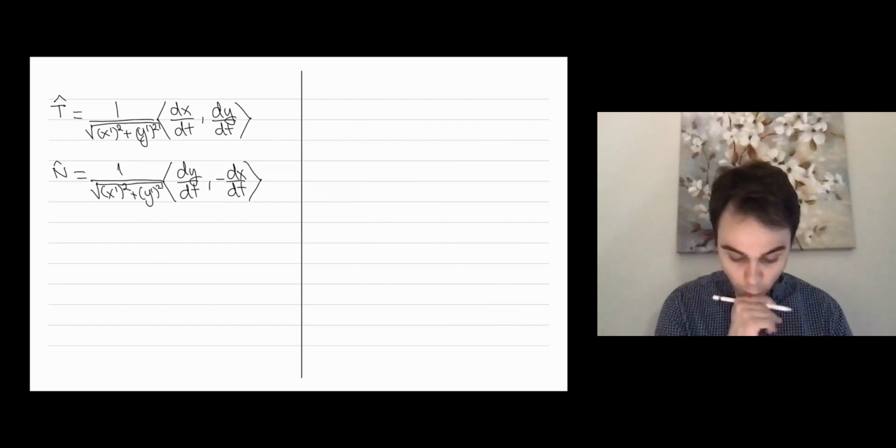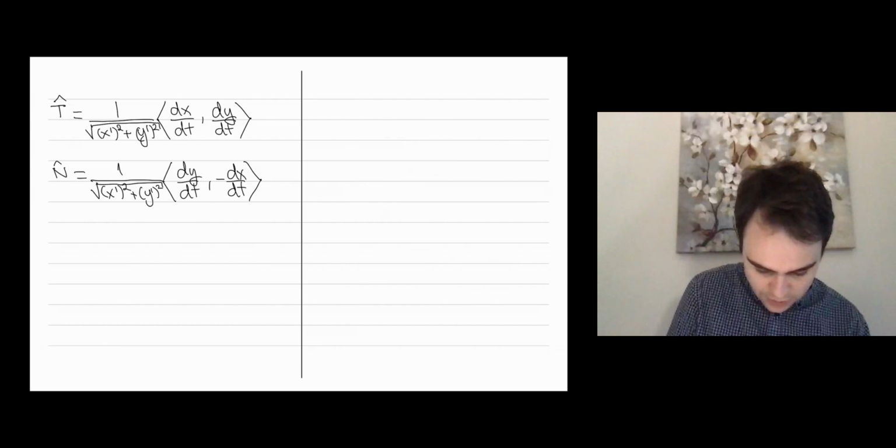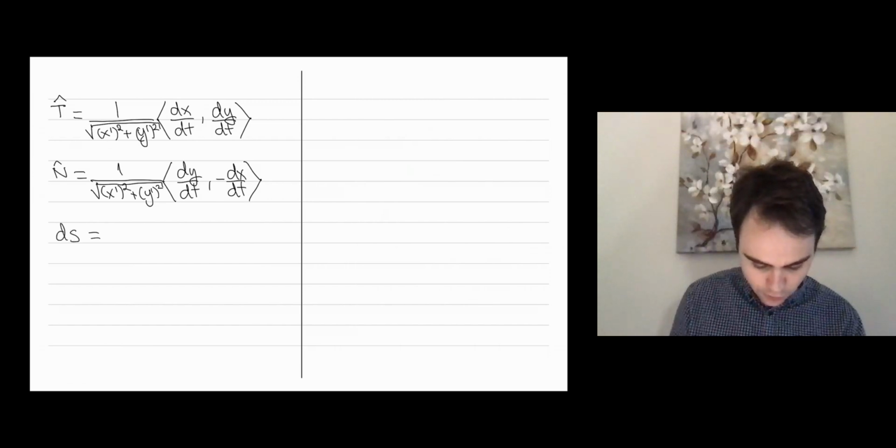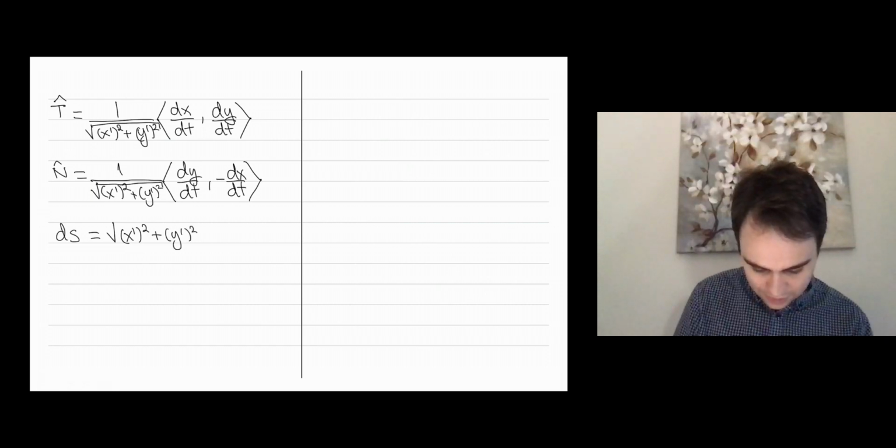All right, one more thing that's going to appear when we work with Green's theorem is the arc length element along the curve. That's just the same square root that we have here. So it's the speed of the parametrization, the length of the velocity of the parametrization times dt.